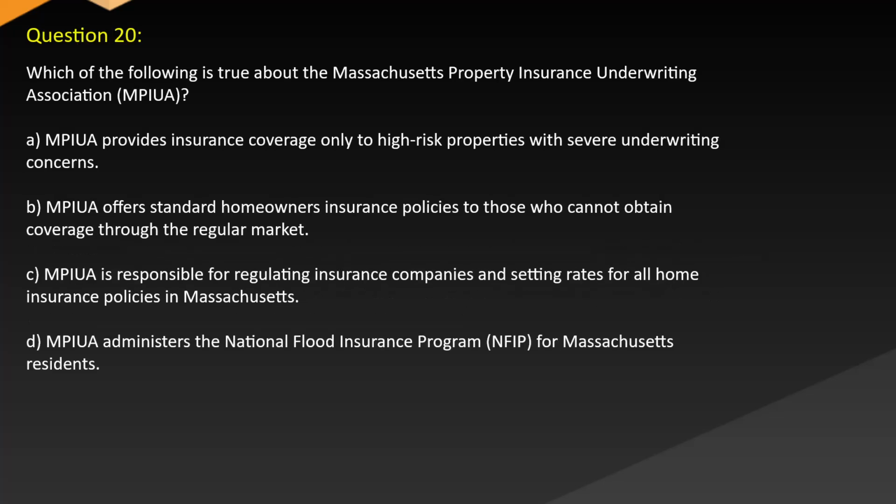Question 20. Which of the following is true about the Massachusetts Property Insurance Underwriting Association, MPIUA? A. MPIUA provides insurance coverage only to high-risk properties with severe underwriting concerns. B. MPIUA offers standard homeowners insurance policies to those who cannot obtain coverage through the regular market. C. MPIUA is responsible for regulating insurance companies and setting rates for all home insurance policies in Massachusetts. D. MPIUA administers the National Flood Insurance Program (NFIP) for Massachusetts residents.